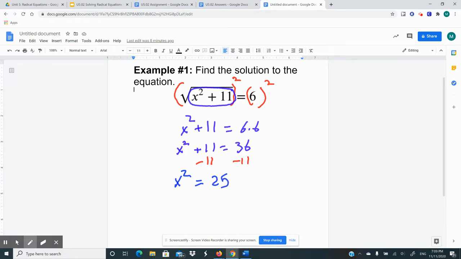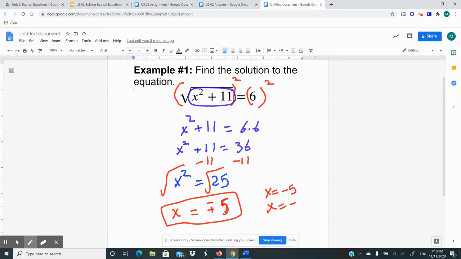Now we see here that we have an x squared, so in order to get rid of the square and get the x by itself, I would take the square root of both sides, and I would get x to be equal to plus or minus 5. Again, the reason it's plus or minus is because we're taking the square root, so we would get both the positive and the negative answers. So then we can either write it like this, or you can also do x equals -5 and x equals positive 5.